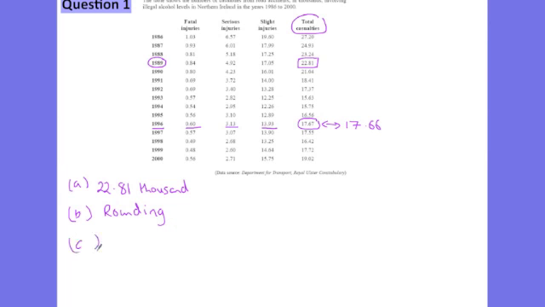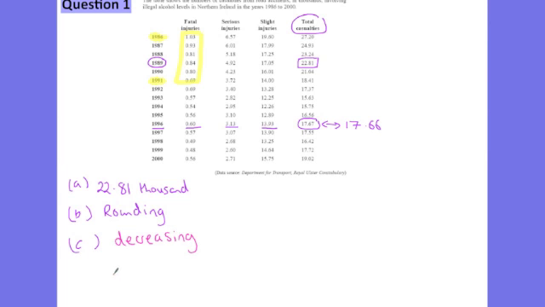In part C, we're asked to describe the trend in the number of fatal injuries in the years 1986 to 2001. So we're looking here at fatal injuries. So the numbers here, what do we notice about the numbers? We can see that they are decreasing. The numbers here, year on year, are falling. So the trend is decreasing.